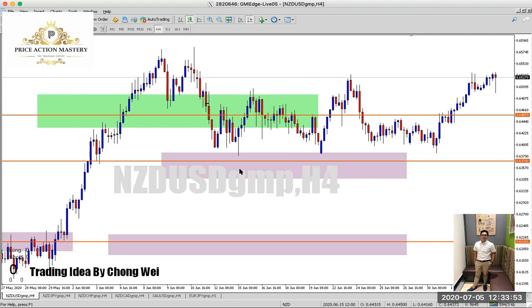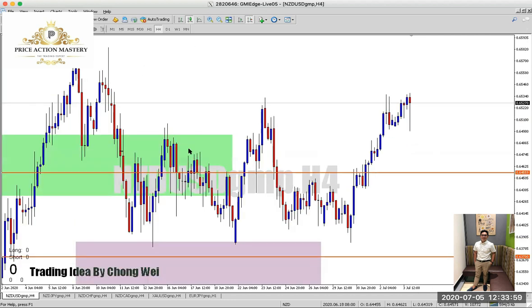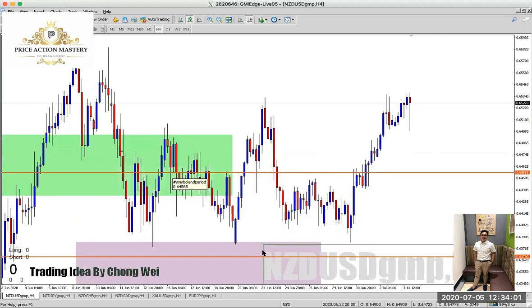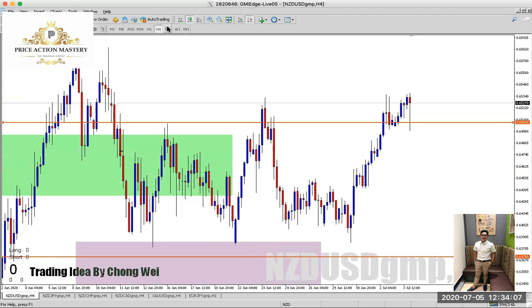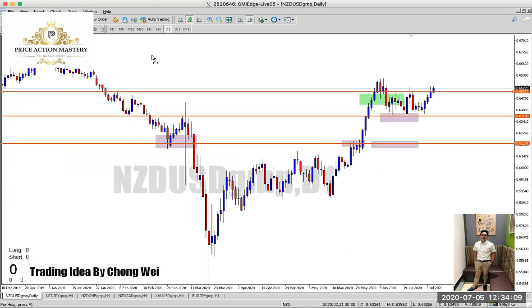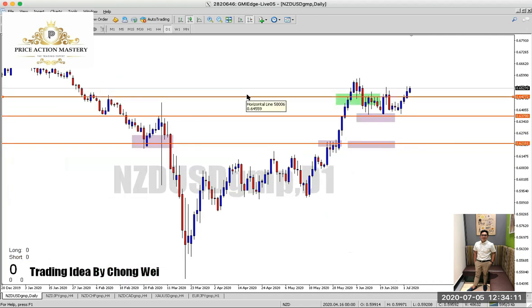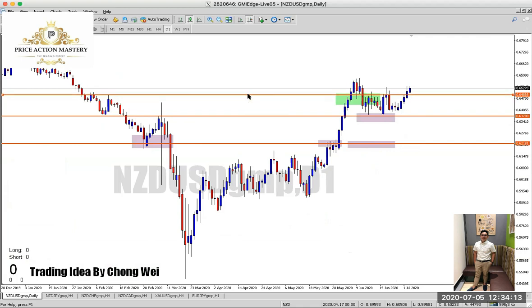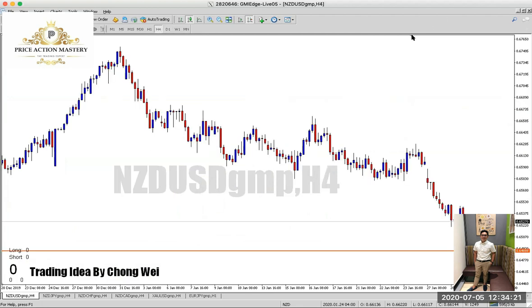Okay, so another one is NZD USD. As we can see from the chart, let me zoom out first. I will be placing my key line over here. For our members, I believe you can see this. I'll be looking at H4 to have my trade.